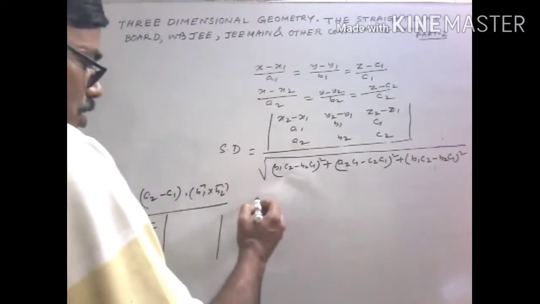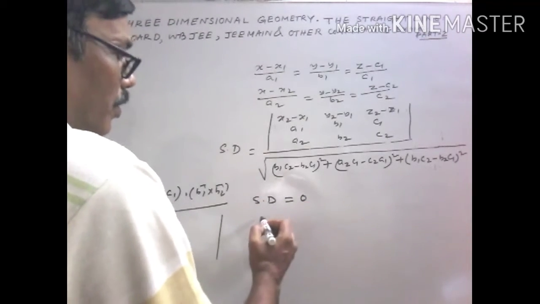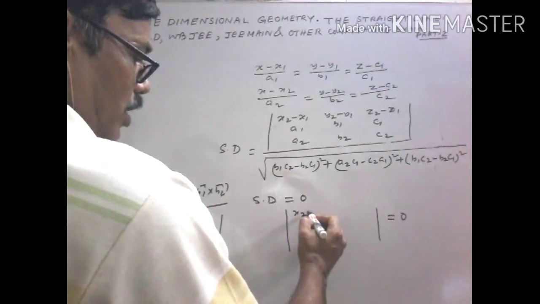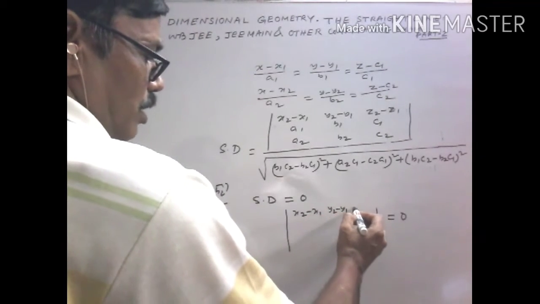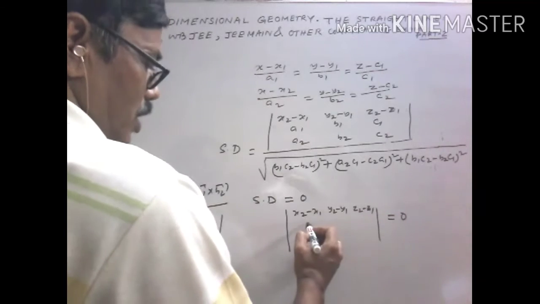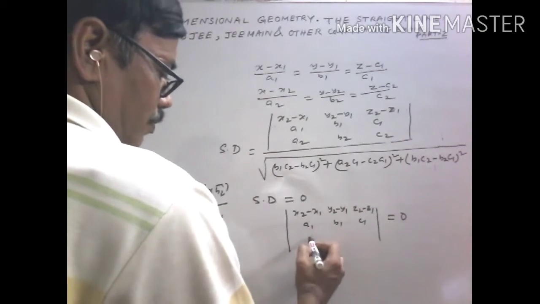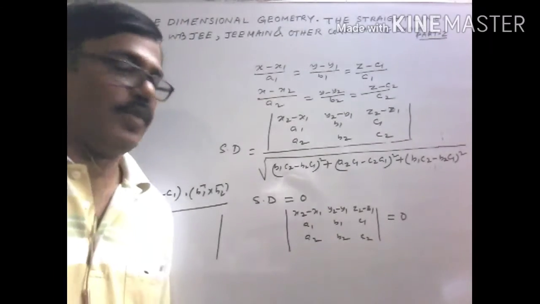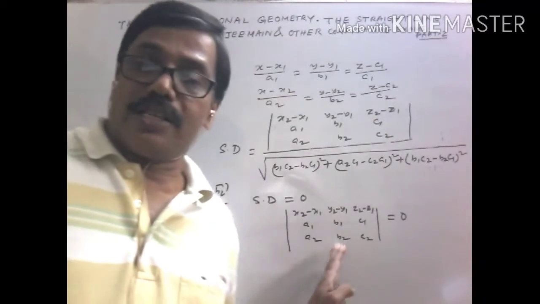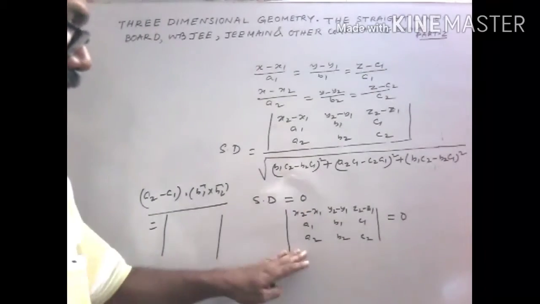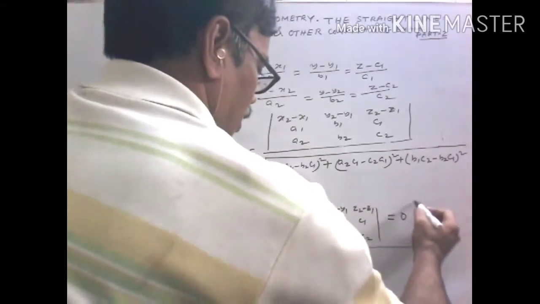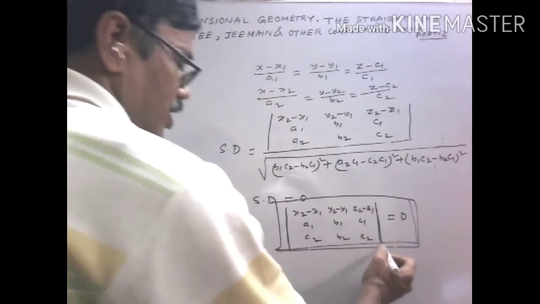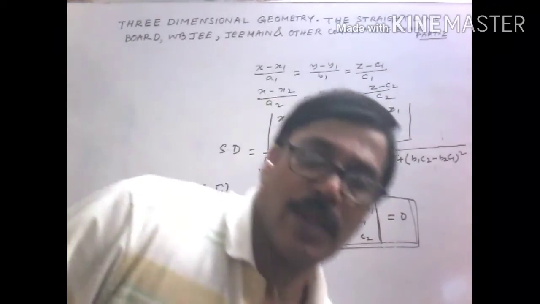Now if the shortest distance equals 0, then this determinant equals 0: the rows x2 − x1, y2 − y1, z2 − z1; a1, b1, c1; a2, b2, c2. This equals 0. That is, the shortest distance is 0, that is, the lines are intersecting. So the condition of coplanarity in terms of Cartesian shortest distance is that this determinant equals 0.